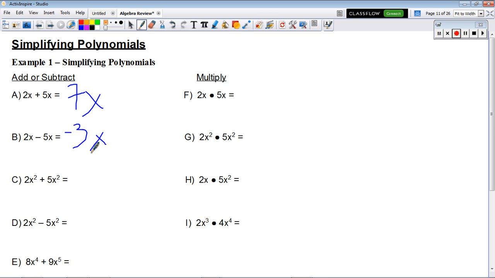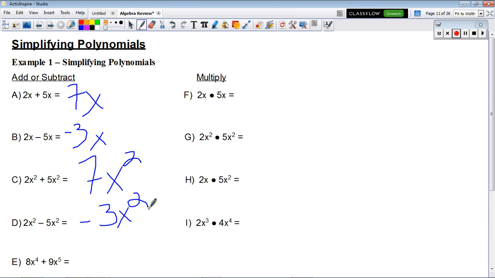So when I do 2x squared plus 5x squared, because the variables and exponents are the same, I can add the coefficients, but the base stays the same. So that would be 7x squared. Same thing here, because the variables and exponents are the same, I can subtract the coefficients. So this would be negative 3x squared.